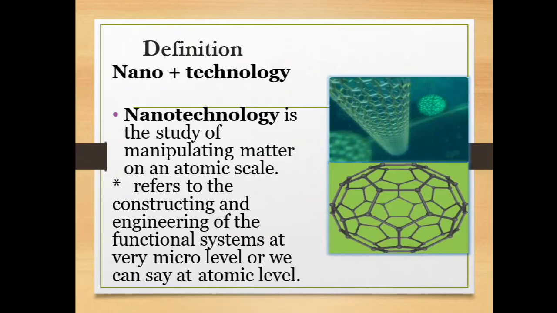Then, let's focus on the definition of the word nanotechnology. It refers to the study of manipulating matter on an atomic scale. It also refers to the constructing and engineering of functional systems at a very micro level, or we can say at the atomic level. It means that these materials are so small that they cannot be seen using our naked eye.